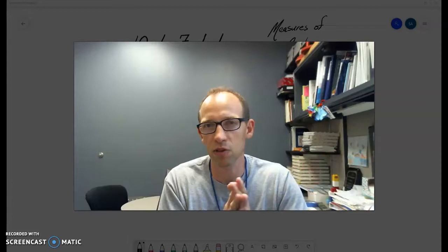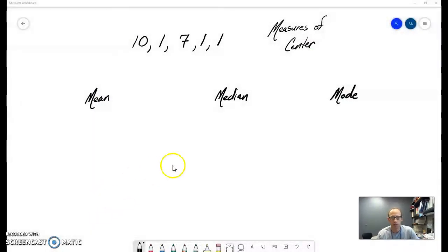One way we can summarize it is by giving a measure of center, and there's a few of them. We'll look at how to calculate them, which you probably have seen somewhere in your schooling before, but then we'll go a little deeper and talk about differences between them. Okay, so I'm going to hide this. So we say we have a set of numbers here.